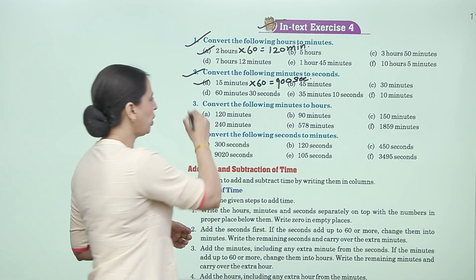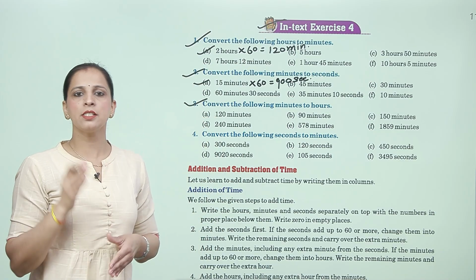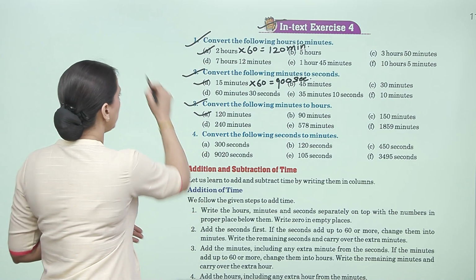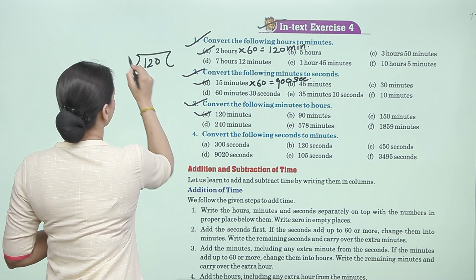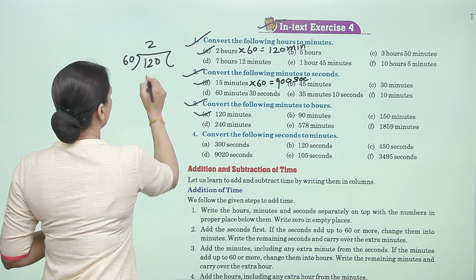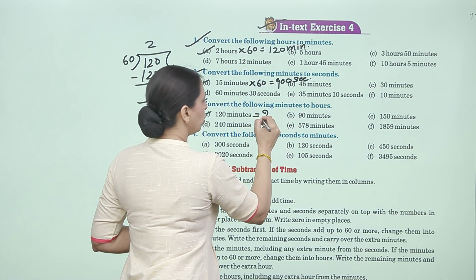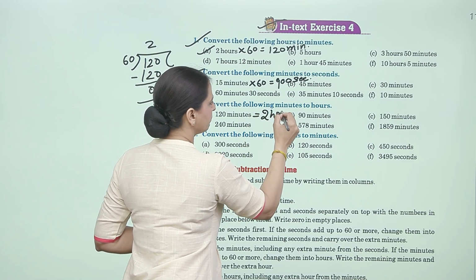Now next, question number 3, convert the following minutes to hours. A part, 120 minutes. So 120 divided by 60. 60 2s are 120, minus 0. That is equal to 2 hours.